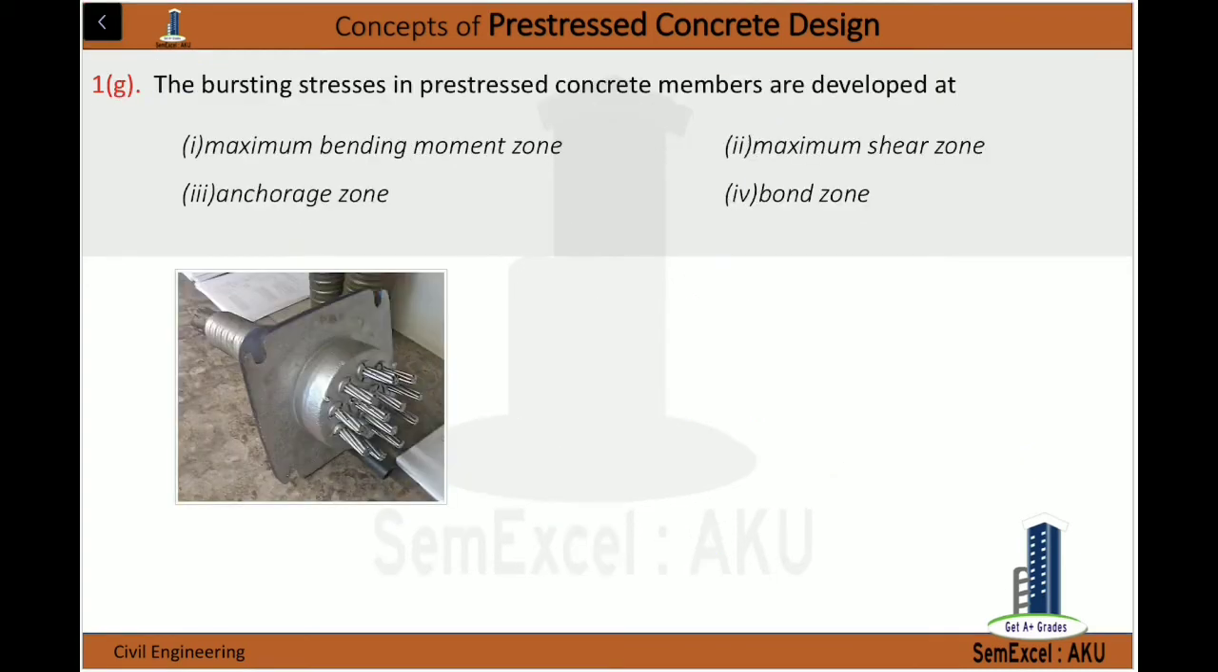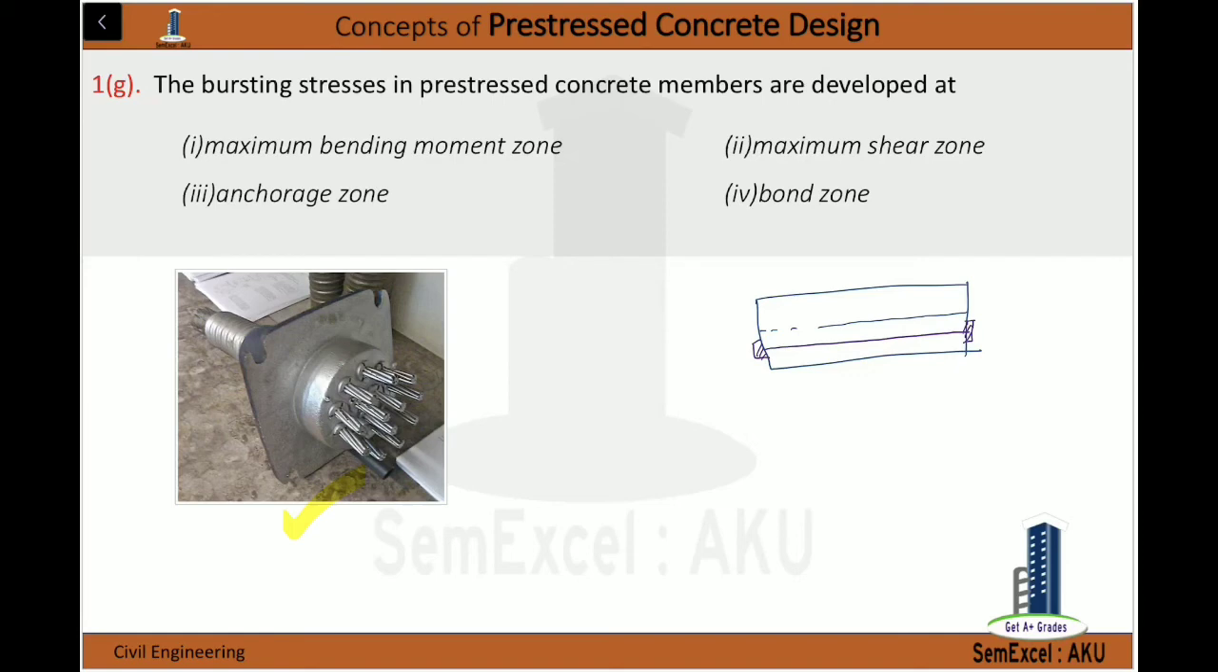The bursting stress in pre-stressed concrete members are developed at. The figure that you can see here, this is the end block. Means if we have a beam and we have provided some cable here, pre-stressing cable. Then this block here, end block, we have to provide to hold that pre-stressing wire at the place.